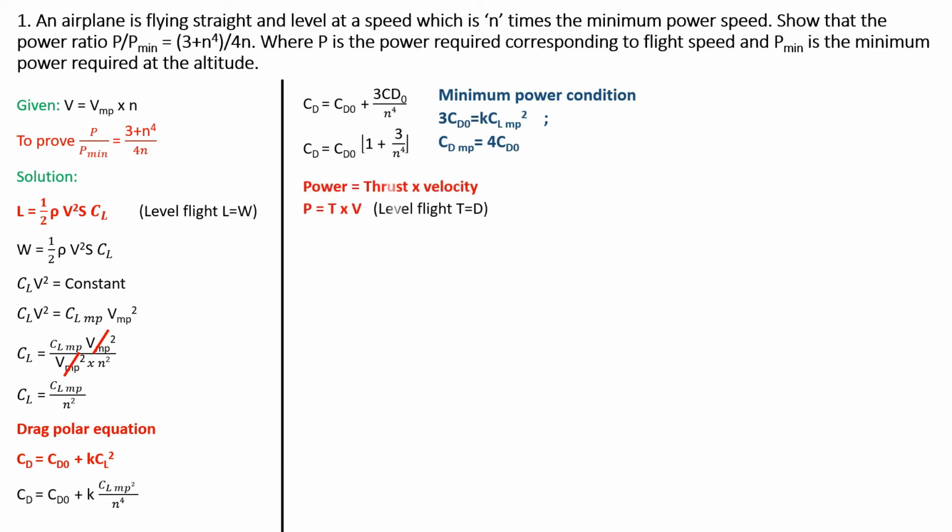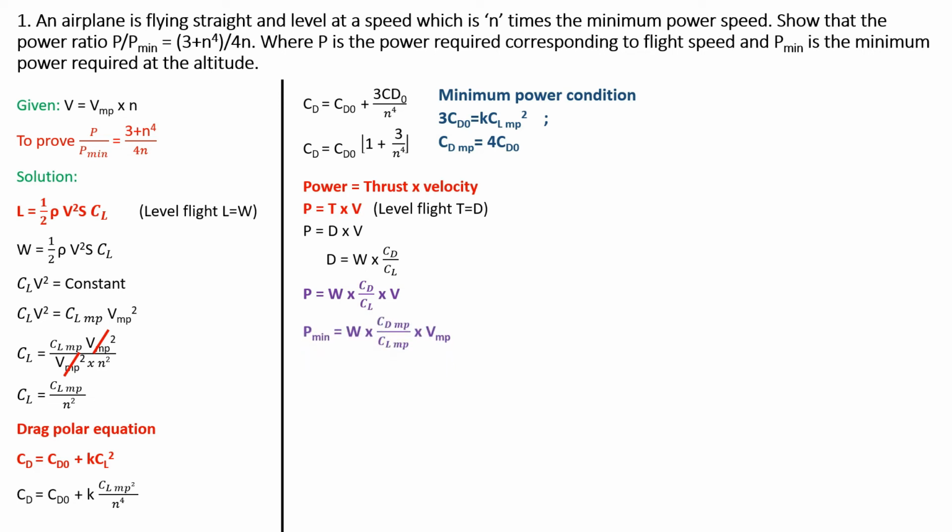As we are supposed to find the power ratio, the formula for power is the product of thrust and velocity. We know that in steady level flight, the lift is the same as the weight and thrust is the same as the drag. So replacing thrust by drag, the power equation is written as the product of drag and velocity. Here drag can be replaced with the product of weight and coefficient of drag by coefficient of lift. Now substituting the value of drag in the power equation, power equals the product of weight, CD by CL, and velocity. Now the power required at the corresponding flight speed is achieved.